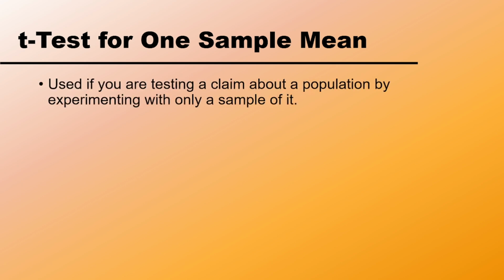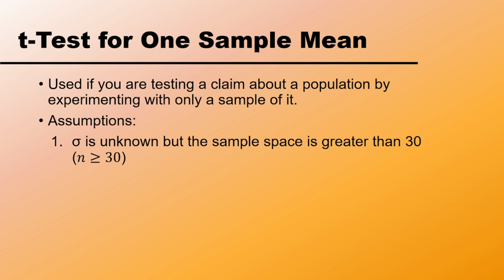So ano nga ba yung tinatawag natin na t-test for one sample mean? Ito ay ginagamit if you are testing a claim about a population pero isang sample lang yung ginamit mo for it. Previously, meron din tayong ginagamit na z-test for one sample mean but it has a different assumption. For t-test, ito yung mga kailangan niyang ma-meet na assumptions. Una, yung population standard deviation, sigma, is unknown, pero ang sample size natin na representative to the experiment is greater than or equal to 30.